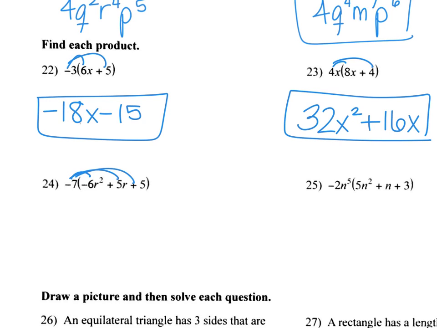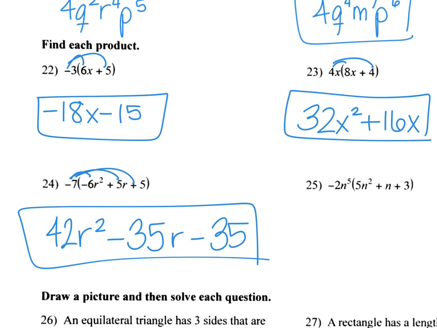A negative 7 is distributing. So just because this is negative, it's also going to change the signs on the inside if you want to do it that way. So there's 42r squared, that's positive, minus 35r minus 35. And then our last one, again, multiplying with a negative, so that's negative 10n to the 7th, minus 2n to the 4th, minus 6n to the 5th. Oh, I'm sorry, that's not to the 4th, that's to the 6th.